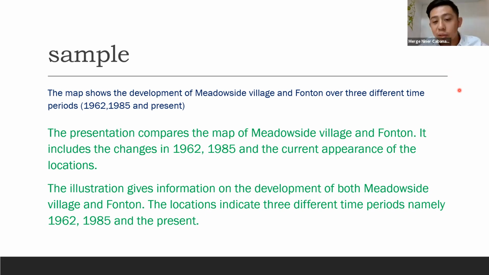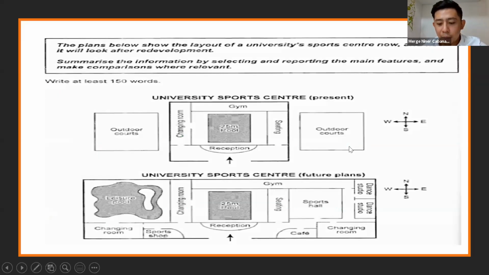That includes what the map is about, what it is trying to present, whether you're comparing distinct areas or whether you are comparing changes between the previous time with another time and the present. Some of the maps that you will notice contain features of proposed changes in the future. So for example, here is the map of the university sports complex. Okay, so I'm going to show you. Here is the map of a university sport complex. So here's the present map.